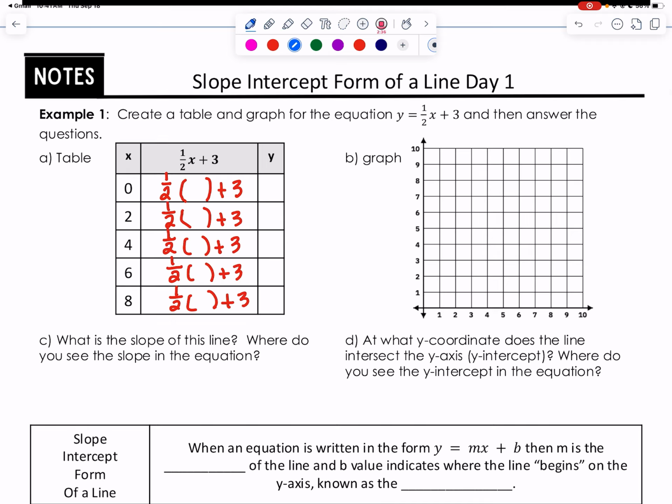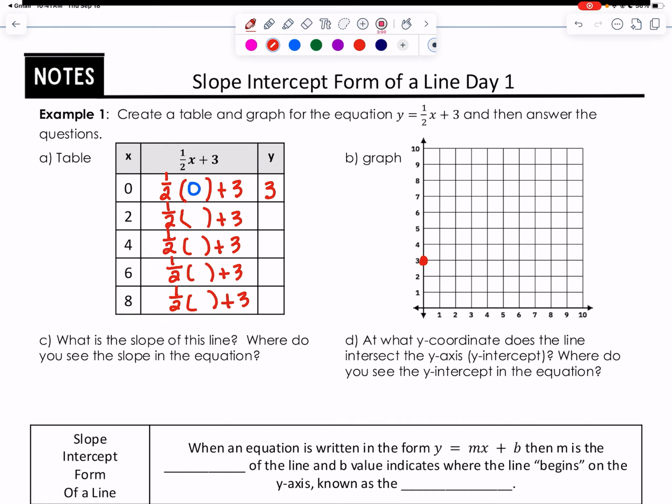So when x is 0, what we want to know is what is the value of y. So if I plug a 0 in here, 1/2 of 0 is 0, and 0 plus 3 is 3. So the value of y would be 3. So I'm going to come over to the graph, when x is 0, y is 3. And we'll plot that point right there on the graph.